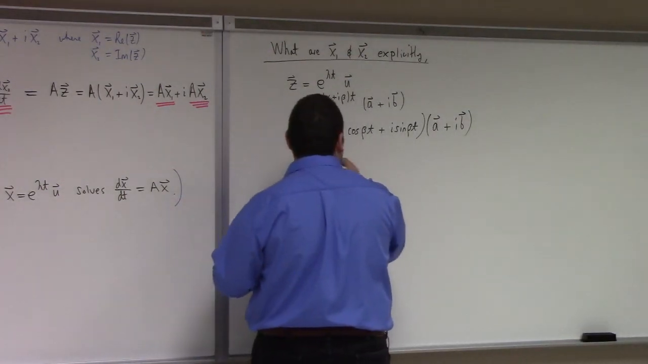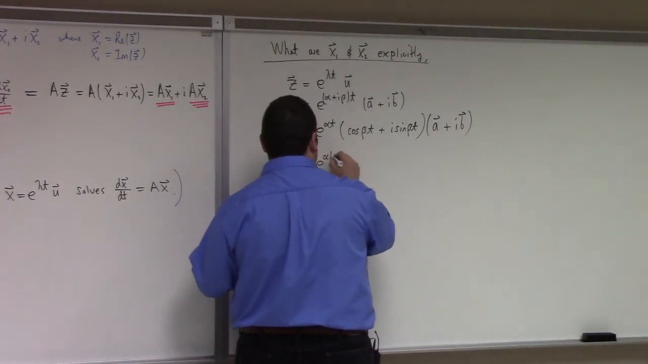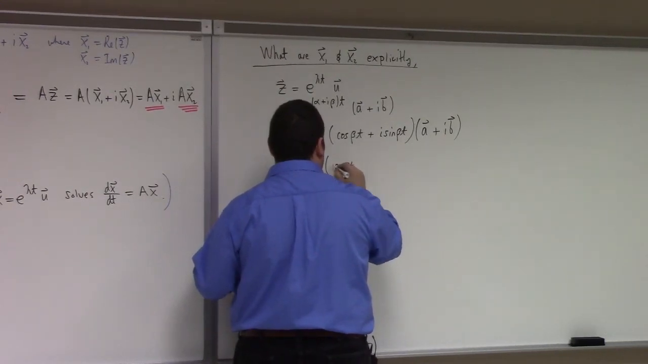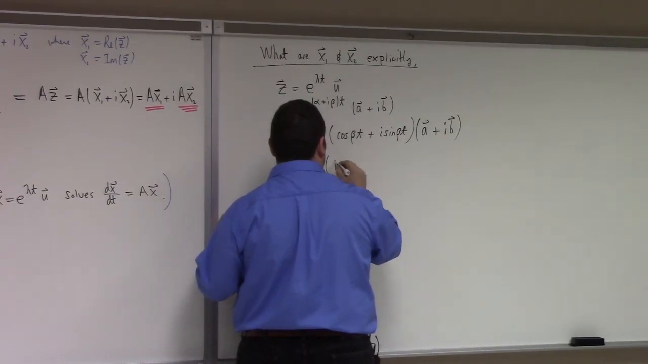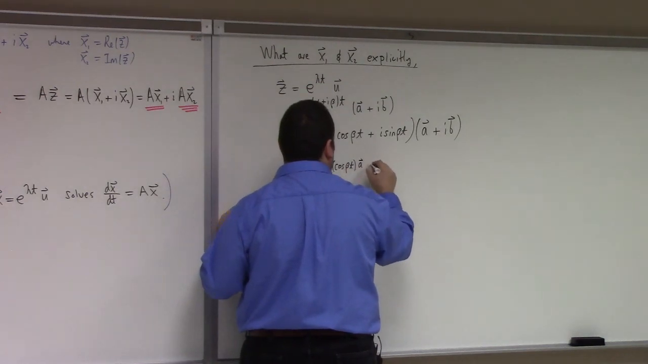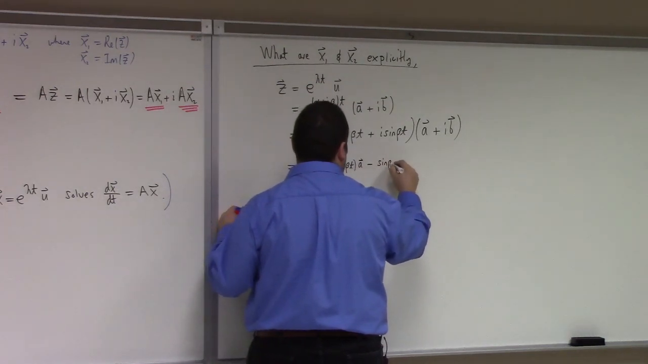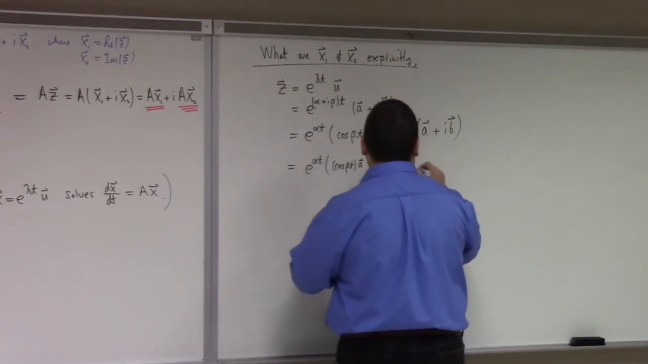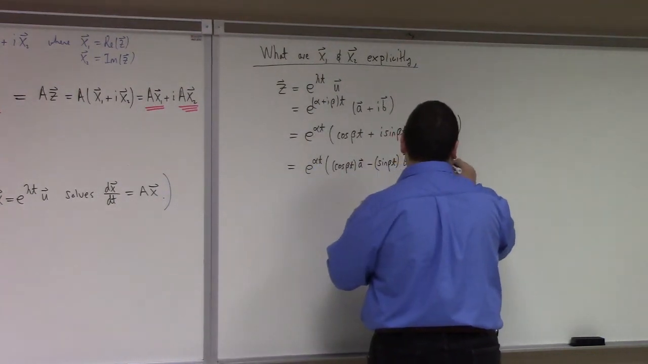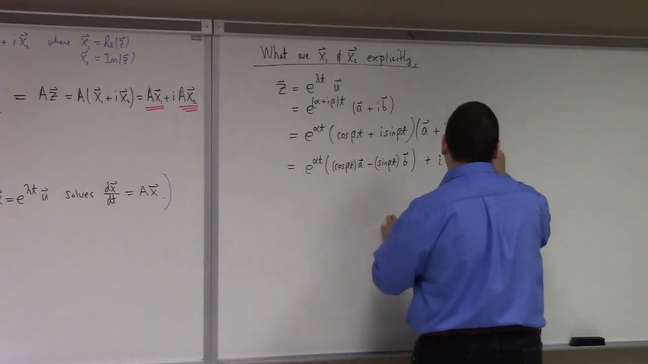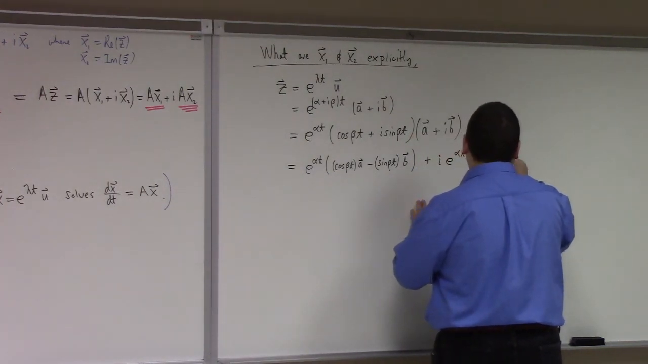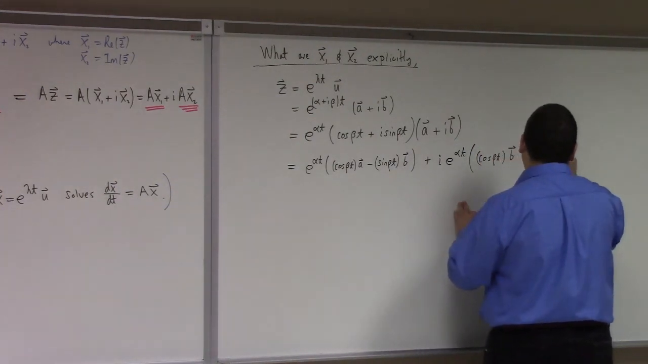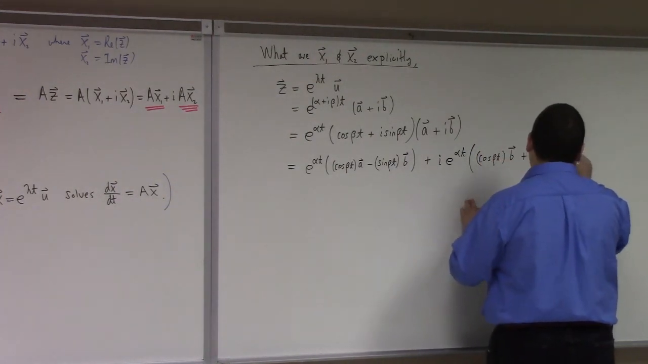Good. All right, so this is e to the alpha t, and that's cosine beta t times the a vector minus sine beta t times the b vector, all right, plus i e to the alpha t cosine beta t times the b vector plus sine beta t times the a vector.